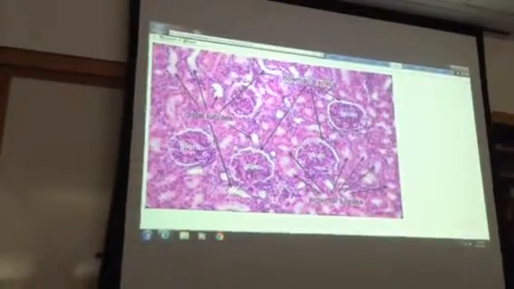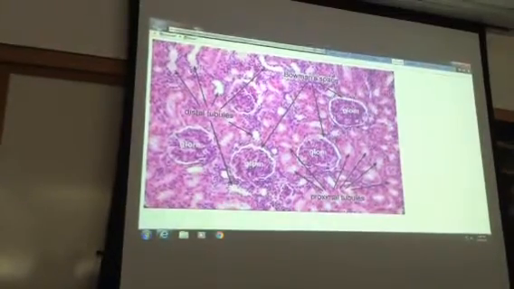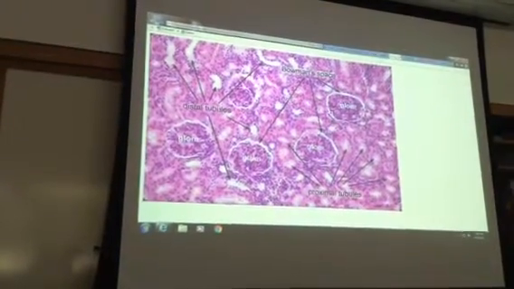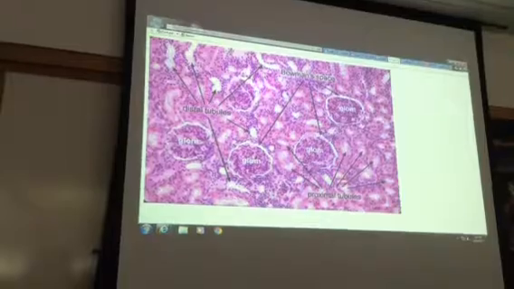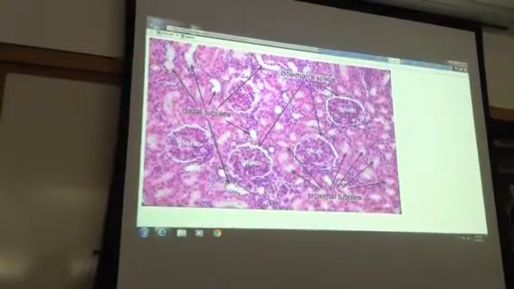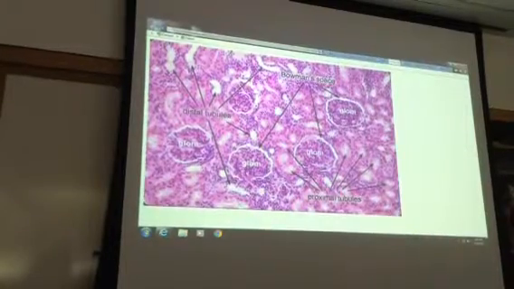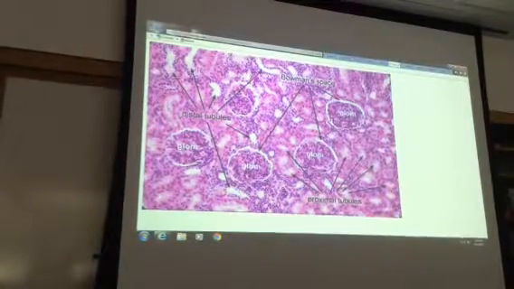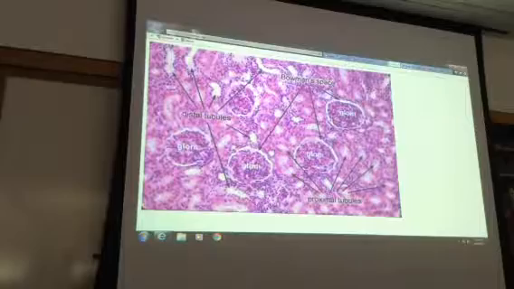And I also feel like I see more defined purple nuclei when I look at a distal tubule. It's kind of got a purplish tint to it. Whereas when you look at the proximal tubules, it almost looks like there's a pinkish tint to it. Just another difference you can pick up on.